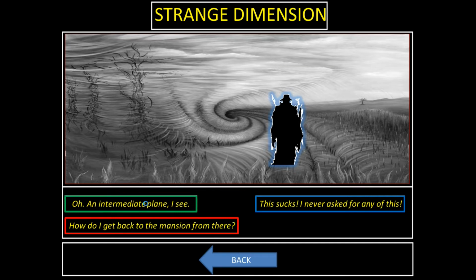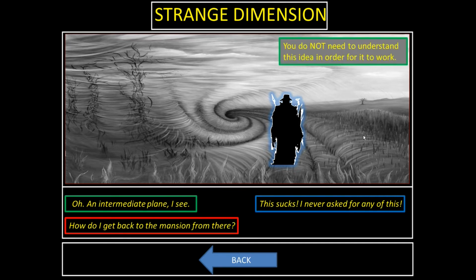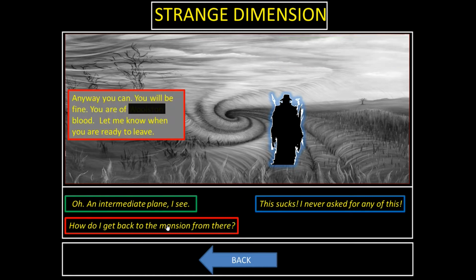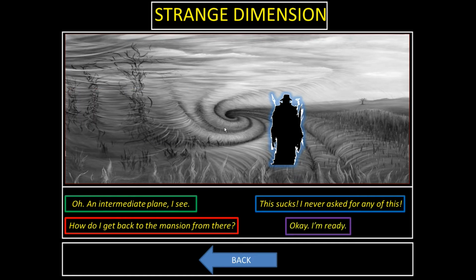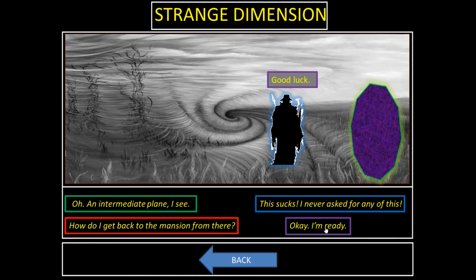I see. You do not need to understand this idea for it to work. How do I get back to the mansion from there? Any way you can. You will be fine. You are of blank blood. Let me know when you are ready to leave. And then this button pops up. So again, when I say blank, that's just my last name and my nephew's last name. Okay, I'm ready. Good luck. Nice. It worked.